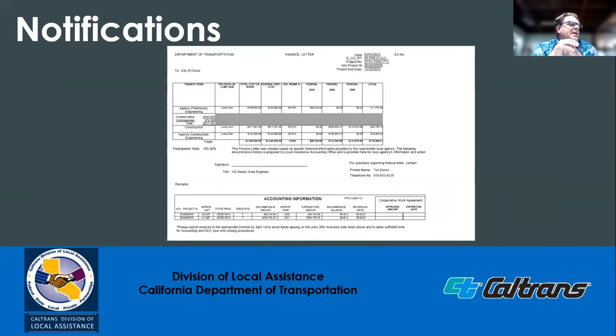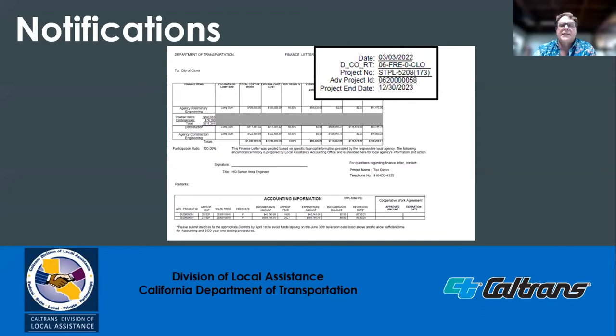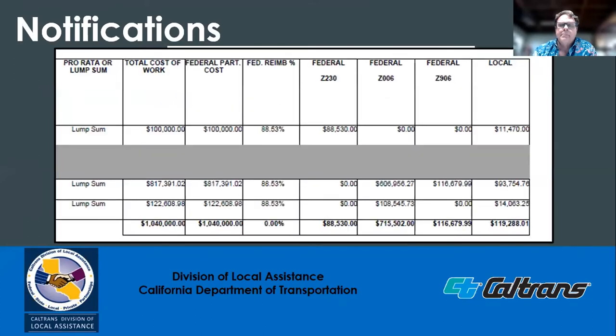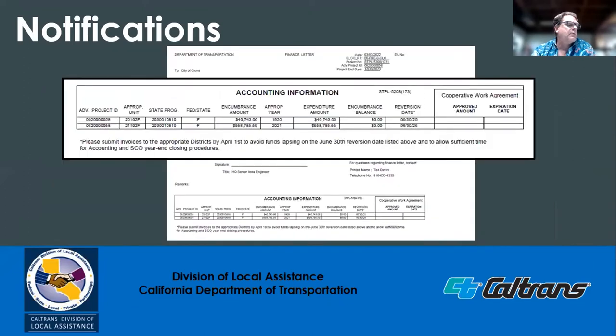Headquarters Office of Project Implementation will transmit to the local agencies a finance letter generated from our data system, LP2000. The finance letter will contain some of the same information as the project authorization agreement summary: federal project number along with the project end date, the phases, federal funds and appropriation codes, and the reversion date. The reversion date is based on state budgetary law. Funds are available to expend up to the reversion date. If an agency cannot fully liquidate authorized funds by the reversion date, the agency may apply for a cooperative work agreement to extend the liquidation period for up to 2 years.